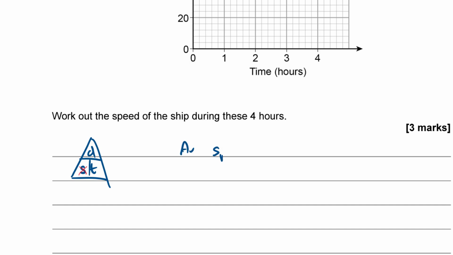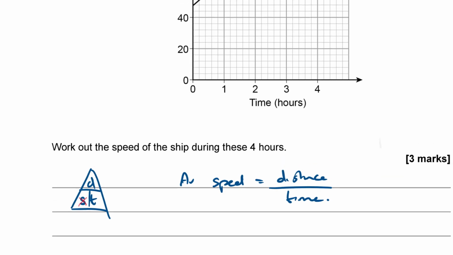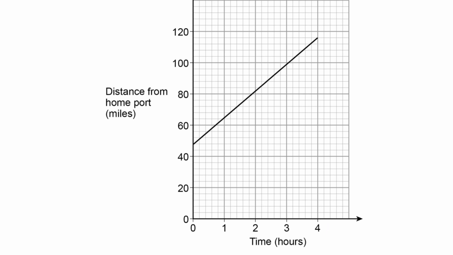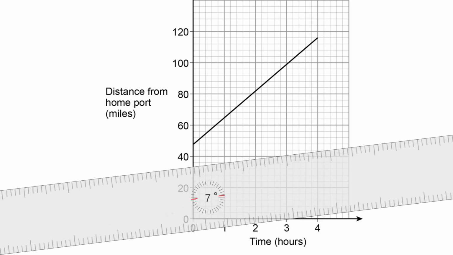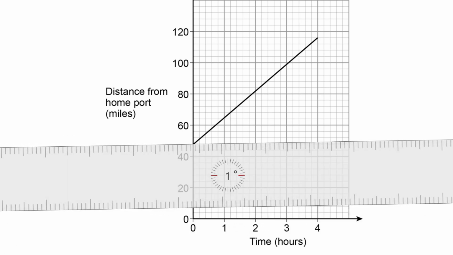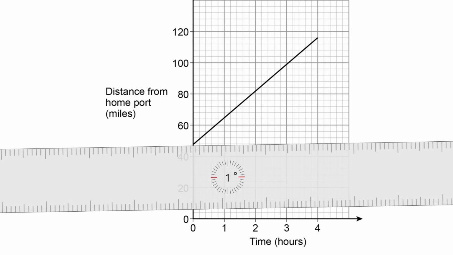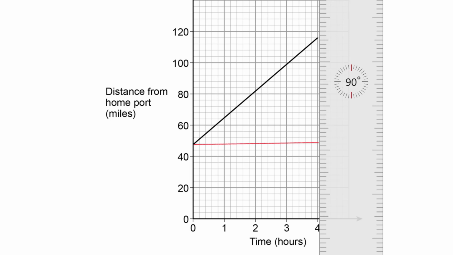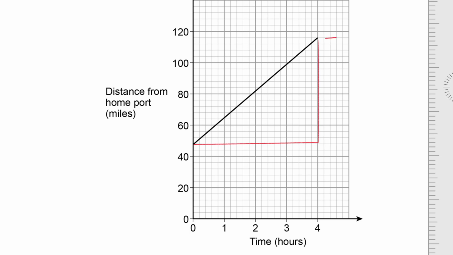So average speed is distance traveled divided by time taken. Okay, so how much distance is traveled? Well, let's just triangulate a little bit so we can see what's going on a bit more clearly. So I'm just going to draw a triangle along here, up here. So then the distance travelled is this distance between here and here then, isn't it? So how far is it from there to there?